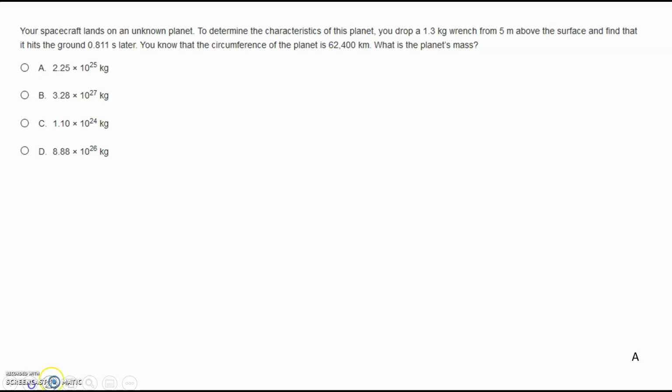Let's see if I can get another one done. Oh, this one's a tough one. I mean, we can do it, but it's not super easy. So let's see what we got here. Your spacecraft lands on an unknown planet. To determine the characteristics of the planet, you drop a 1.3 kilogram wrench from 5 meters above the surface and find that it hits the ground 0.811 seconds later. You know the circumference, and circumference is 2 pi r. This is in kilometers, and we're going to need to change that to meters. What is the planet's mass?